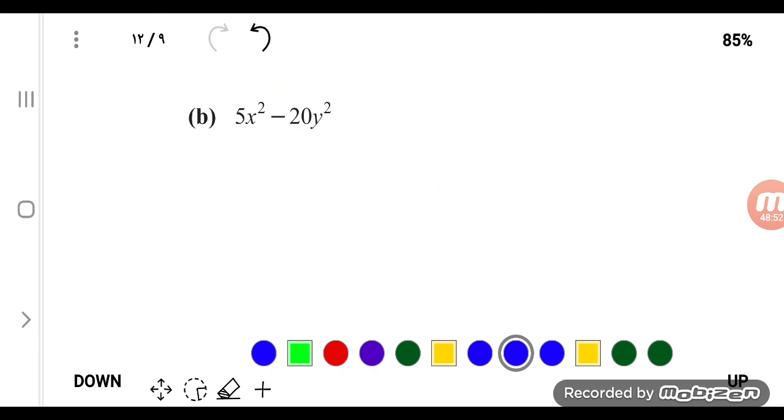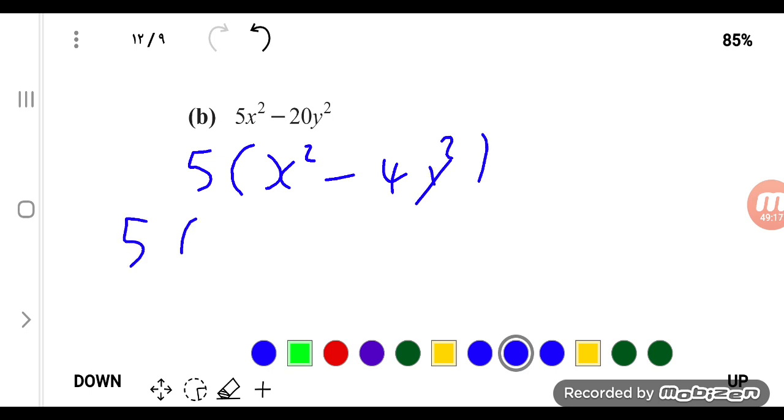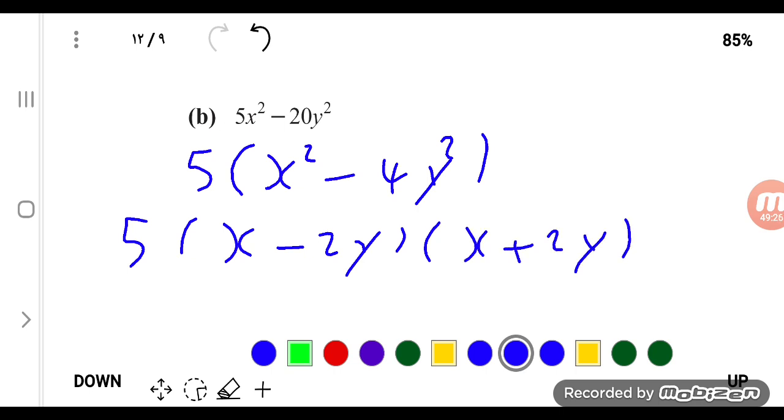Let's see next one. Also to factorize this, let's extract common factor 5 outside bracket. We get x squared minus 4y squared. Then you continue factorizing. 5 open bracket x minus 2y, x plus 2y.